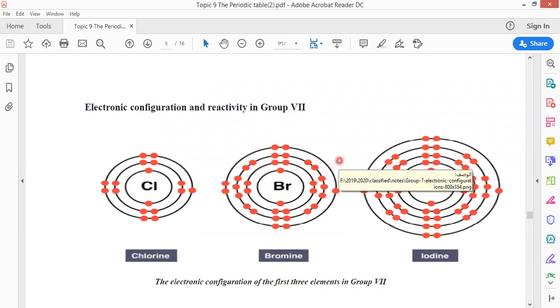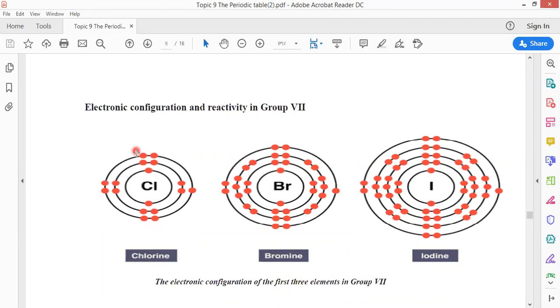As we said before, elements of group number 7 in the periodic table have 7 electrons in their outermost shell. 7 electrons. Check chlorine: 1, 2, 3, 4, 5, 6, and 7. So 7 electrons in outermost shell.